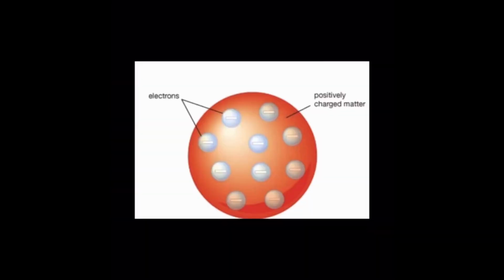Thomson believed that there was more to atoms than just a tiny dot. So he found that atoms have electrons inside them. And here's the Thomson model of atoms.